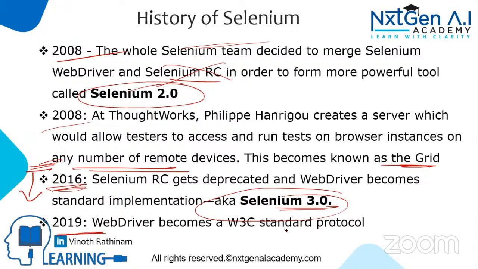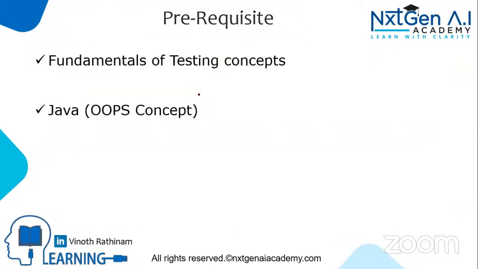In 2019, it became a W3C standard protocol, accepted worldwide. From 2019, it started dominating all the IT companies. Even in 2022, it is still dominating without any doubt. There are tools like Katalon Studio and so many others coming to the market. Remember, those tools are built above Selenium. Selenium is there, and above that they come up with some front end. So learning Selenium means it is going to be with you for the next 10 years.